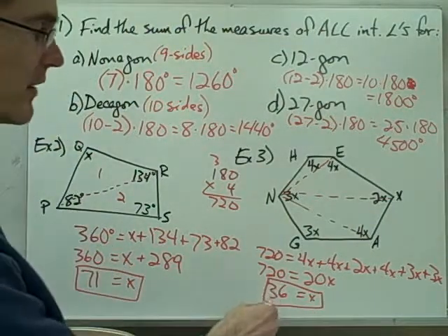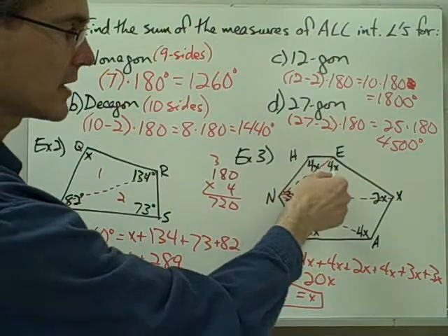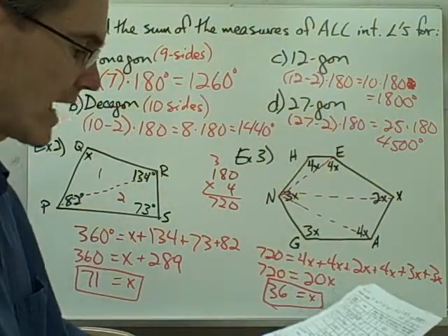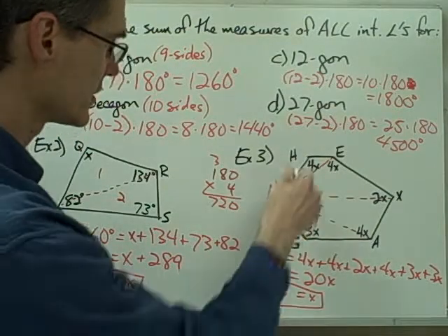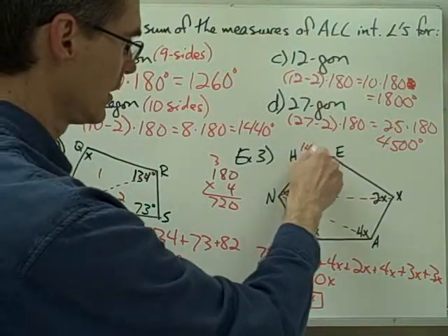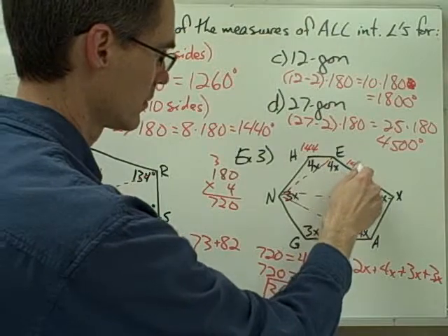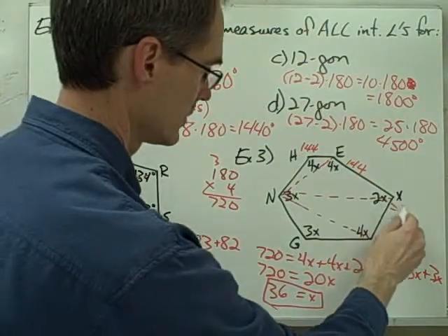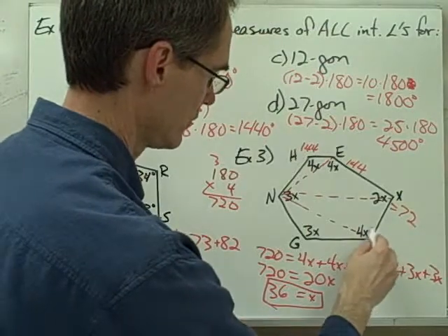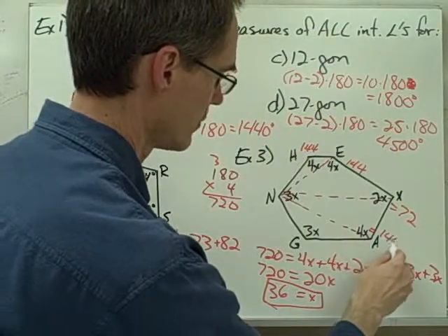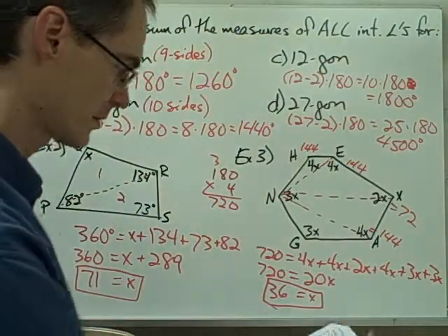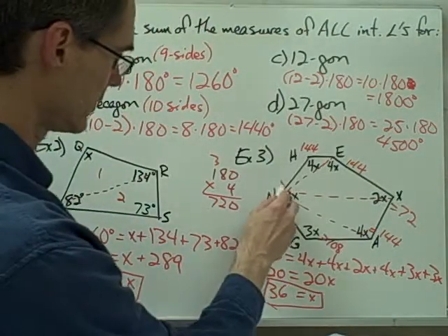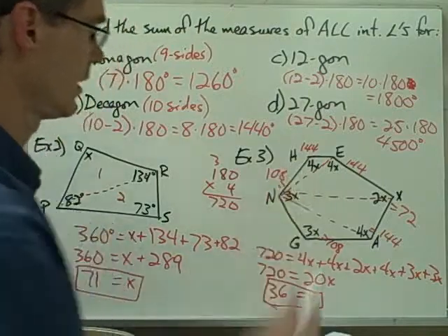Now, once I know the value of x, I can go back and plug x in for each one of the individual angles, and I can find the value of each angle. So 4 times 36 is going to be 144. 2 times 36 is 72. 4 times x is 144. 3 times x is 108, and 3 times x is 108.